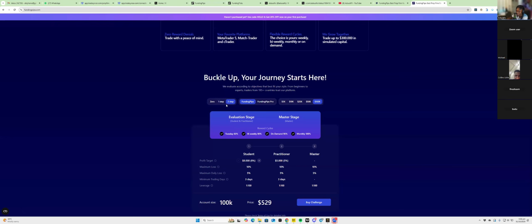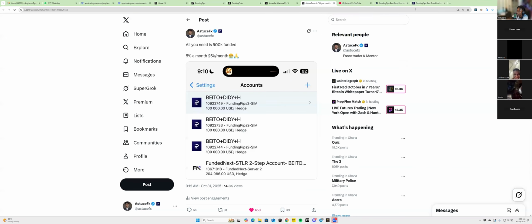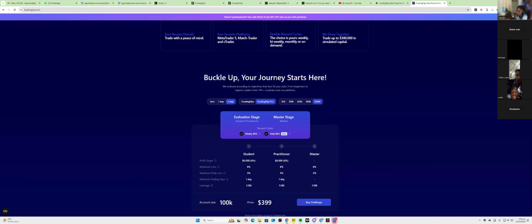So now it only leaves me the option of two-step. And the two-step, I like both the FundingPips and the FundingPips Pro. I don't know if you guys remember, I even posted on my X, asking you guys, yo, which of them should I buy? The FundingPips or the FundingPips Pro? I like both. Why? Let me explain.